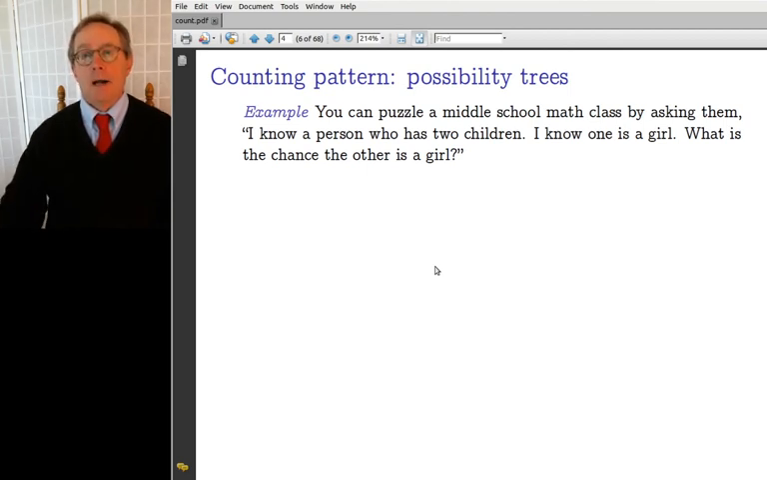So you're going to ask a middle school math class. You say to them, I know a person who has 2 children. And I happen to know, because I've been in the gym with this person and they've referred to one of their children, that one of their children is a girl. What's the chance the other one's a girl? So most people will reason something like this. Well, they'll say, I have no information, so it must be 50-50.